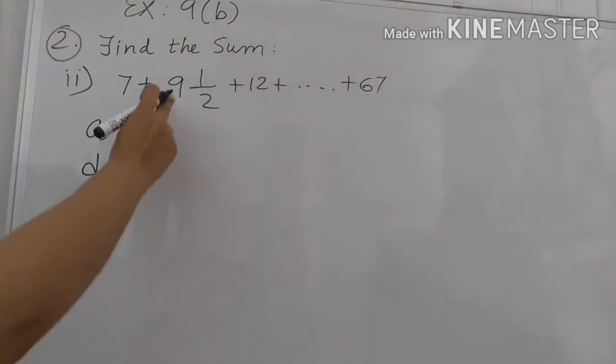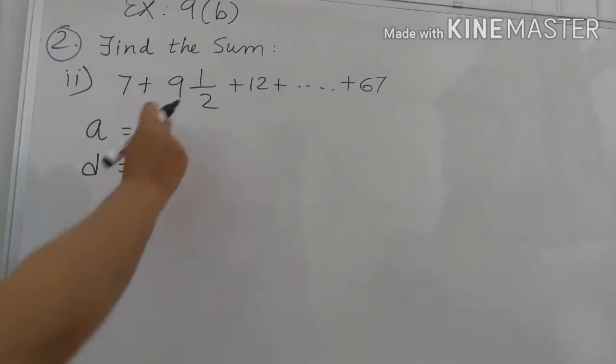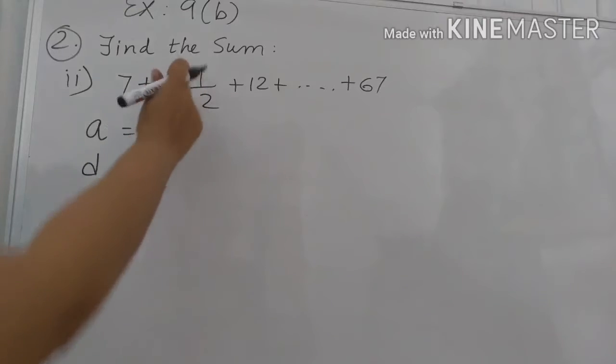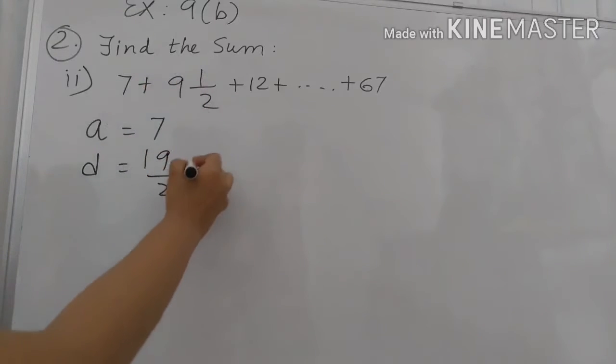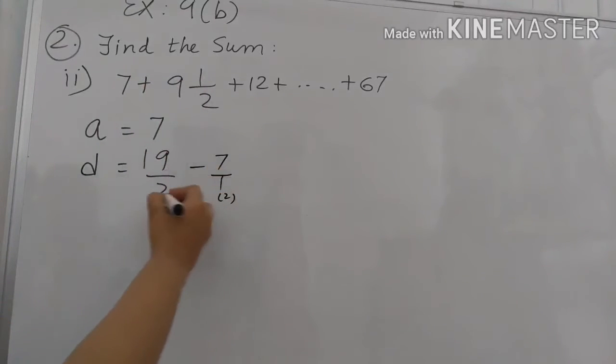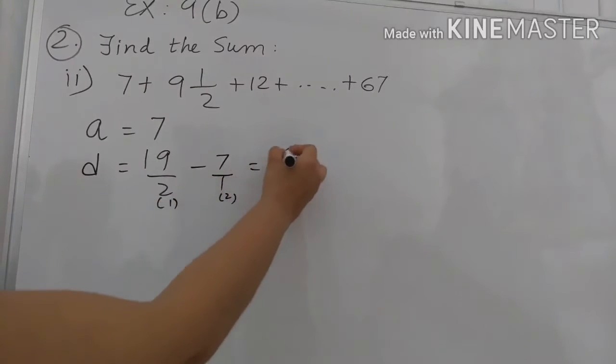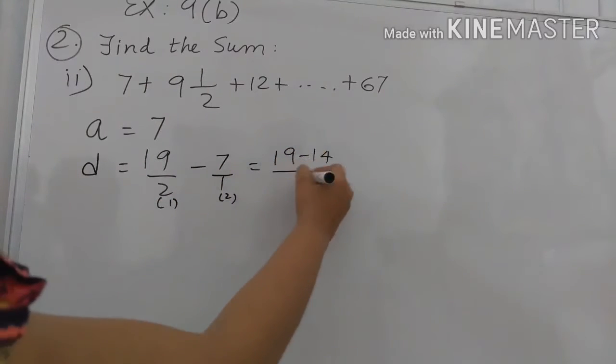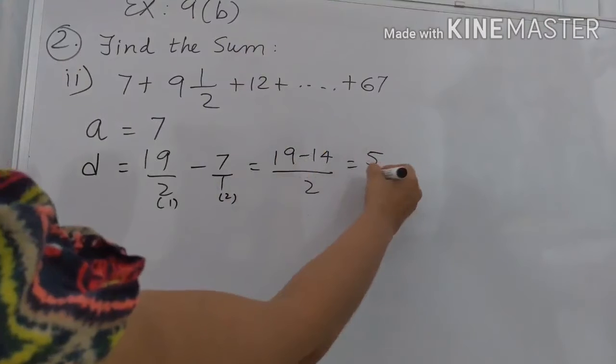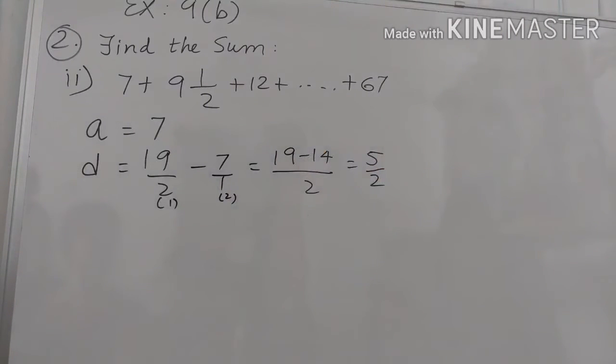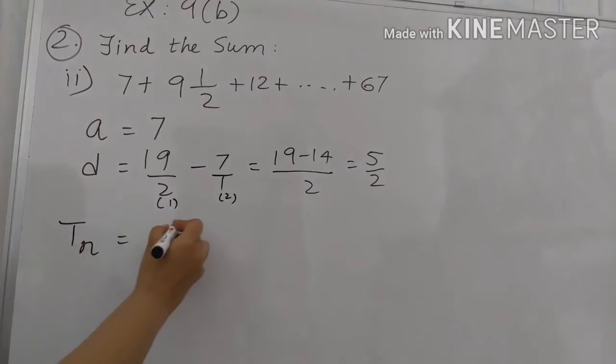Common difference we can find second minus first. 9 2s are 18 plus 1, 19 by 2 minus 7, and taking LCM here we get 5 by 2. So this is the common difference we found, and the last term Tn is given, 67.